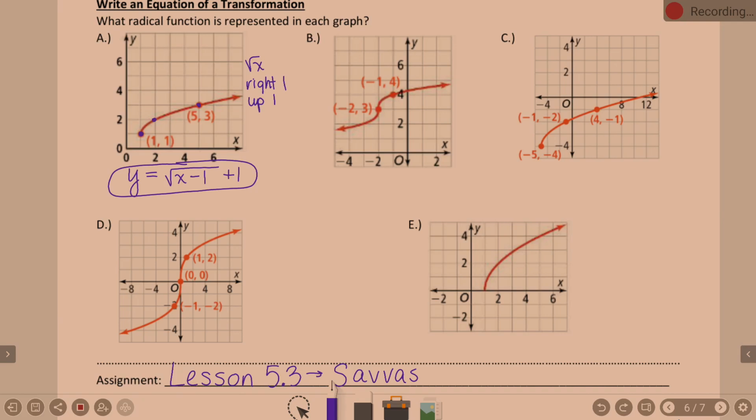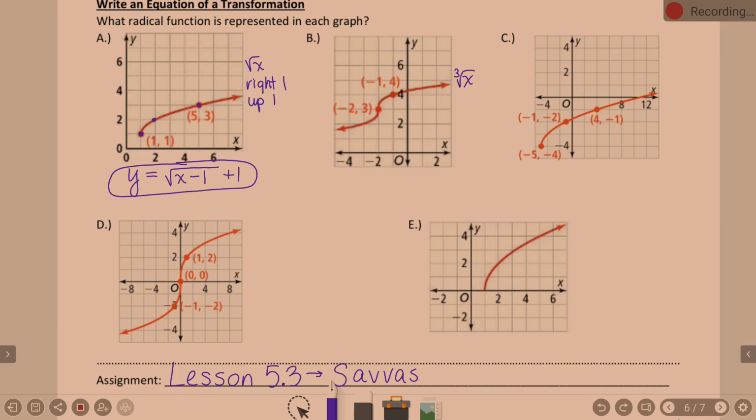Okay, ready to try B then? What stands out about B? It's a cube root. Can we agree it's a cube root graph? It goes both ways. We don't have an endpoint. Okay. Does it go the normal right way? Yeah, it comes from the left, goes up, comes right.